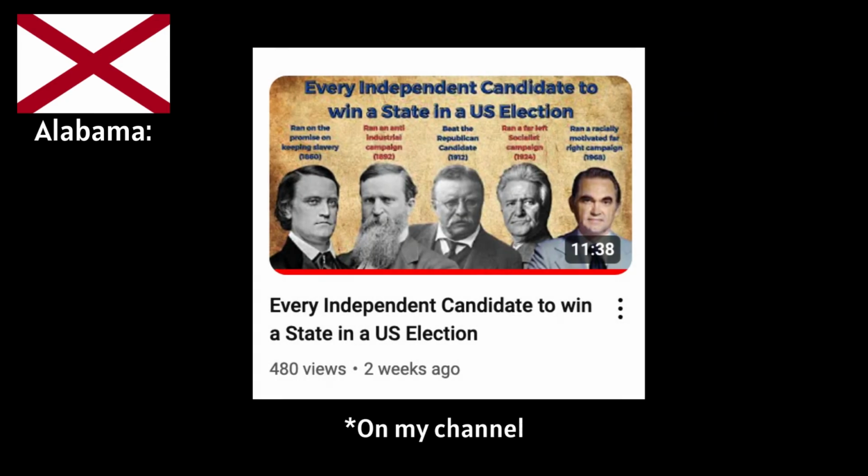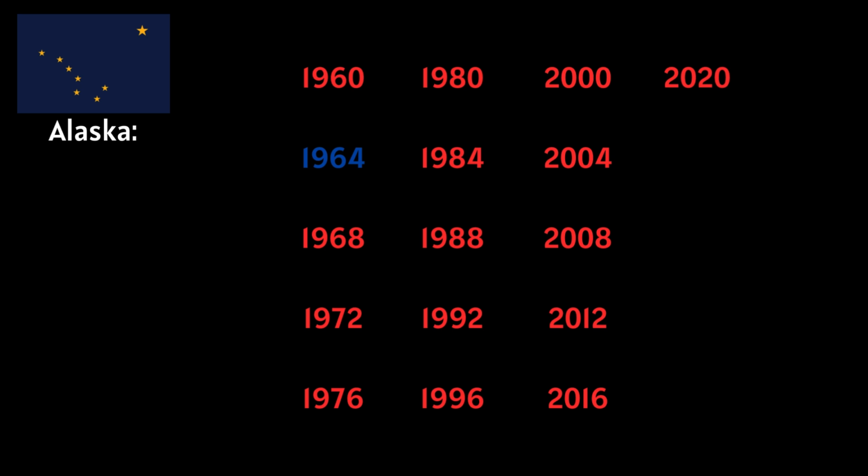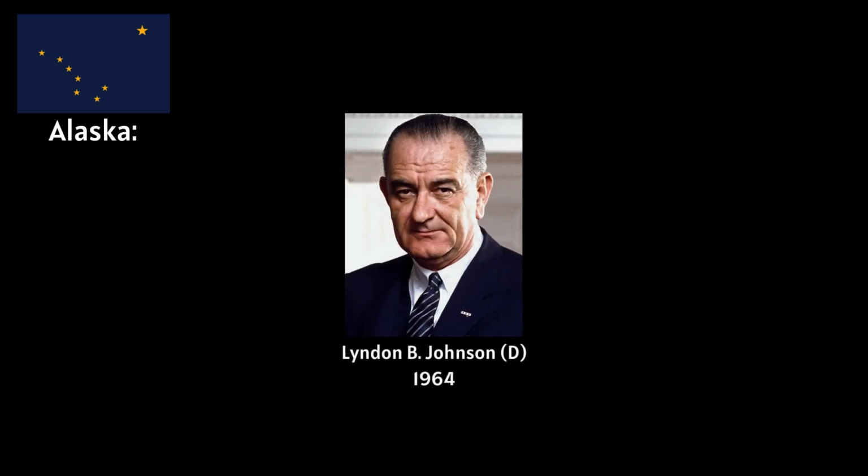For more information on those candidates, check out this video. And finally, in 1960, unpledged electors voted for Harry F. Byrd. Alaska only became a state in 1959, so they have only taken part in 16 elections and have voted Republican in every election except for one. In 1964, Alaska voted for Lyndon B. Johnson, but has remained firmly Republican since.